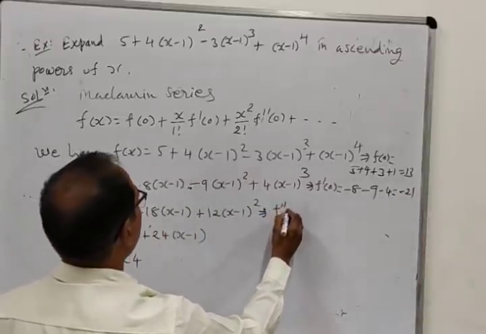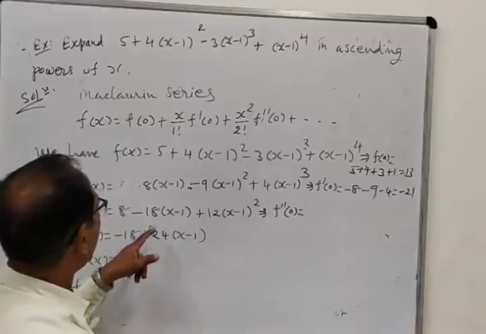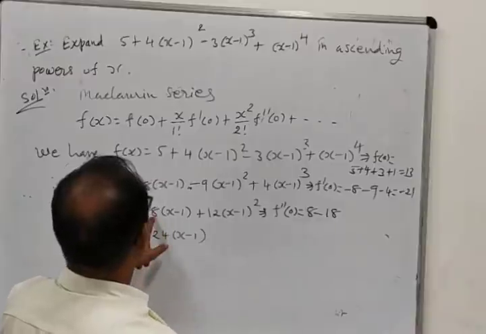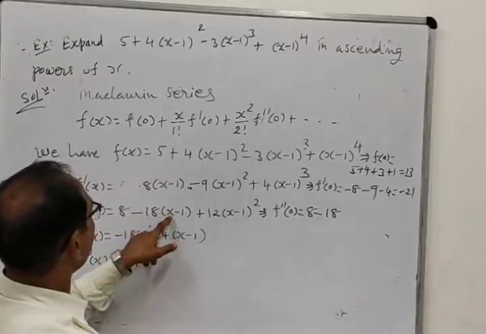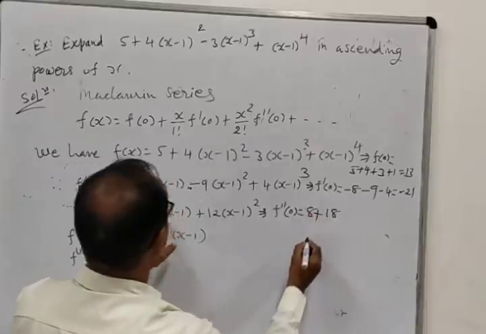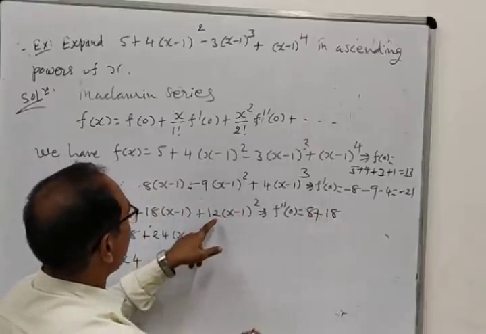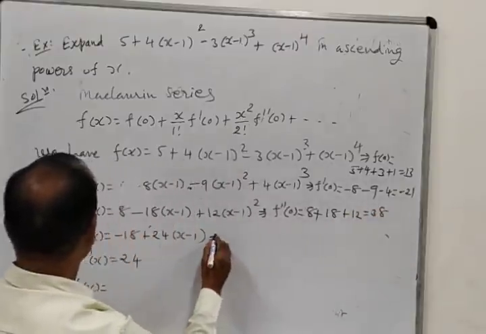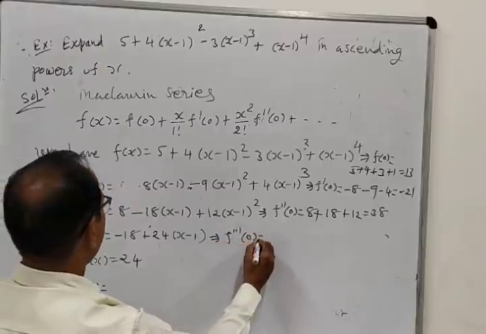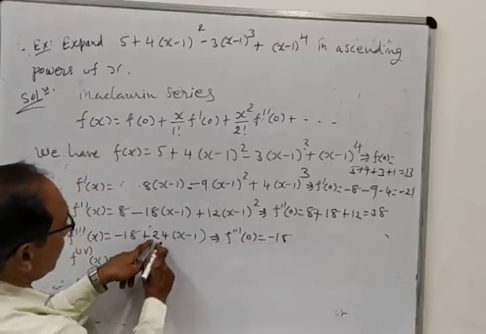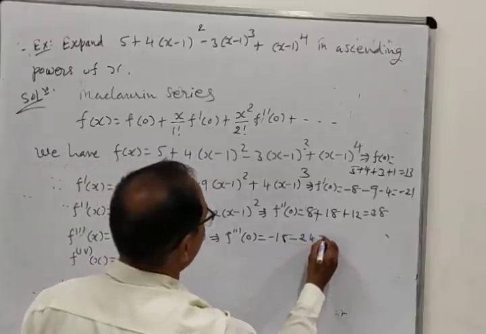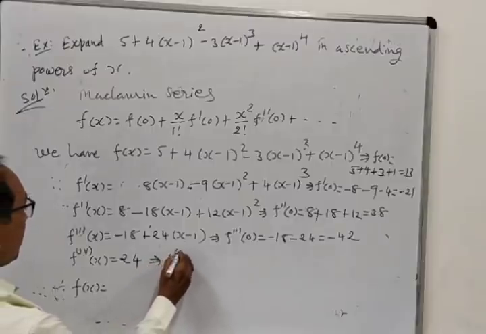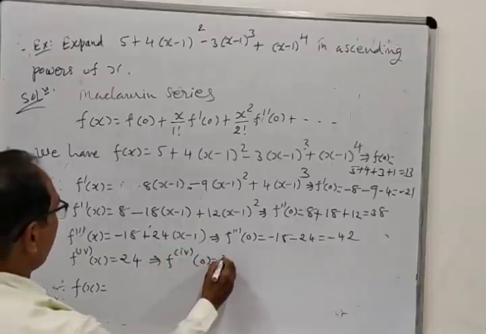Similarly, what is f double dash 0? Here it is 8 minus 18 into x minus 1; if we put x equal to 0, it is minus 1, so plus 18. Here x equal to 0, minus 1 square is 1, plus 12. So 18 plus 12 is 30, plus 8, so it is 38. This implies f triple dash 0 is minus 18 plus 24 into x minus 1; here x is 0, so minus 1, so minus 24. So minus 24 plus minus 18 means minus 42. And this implies f raised to 4 at 0 is 24 only.